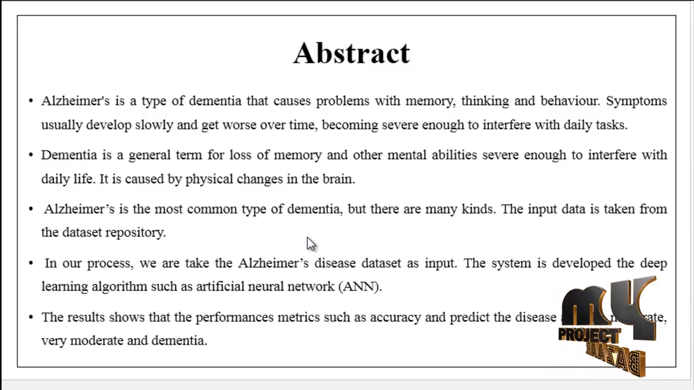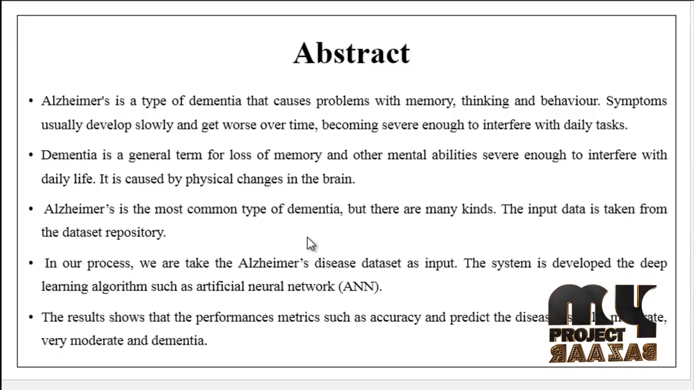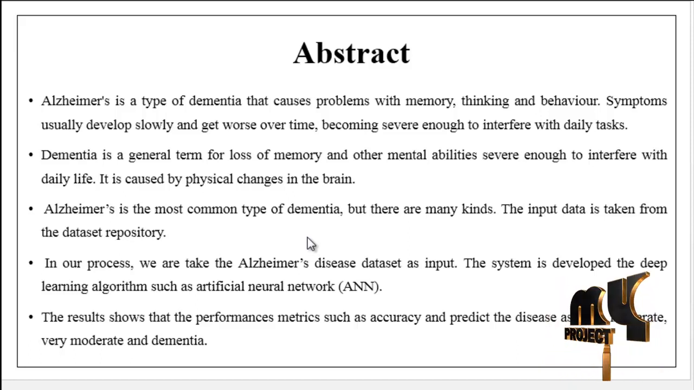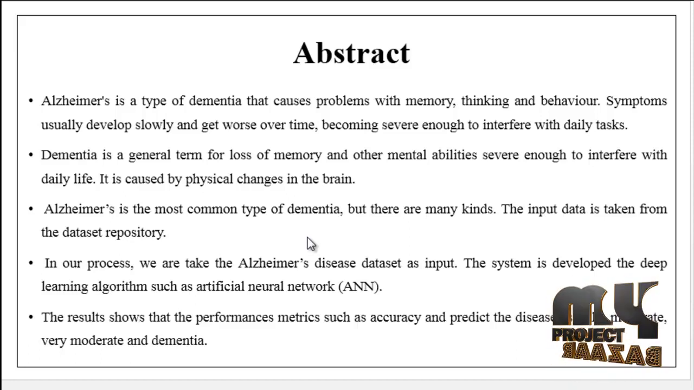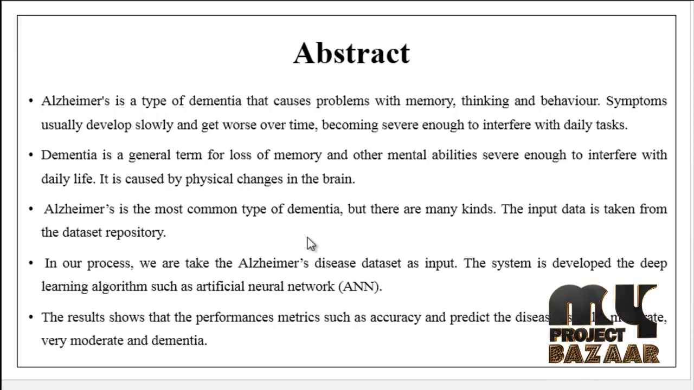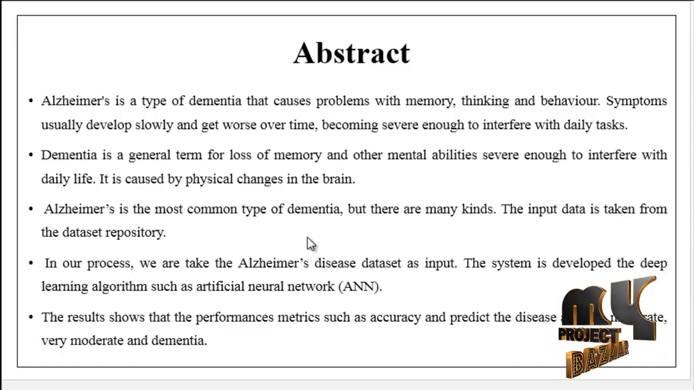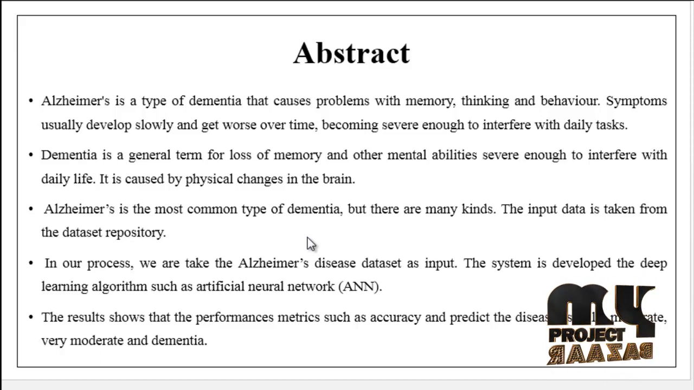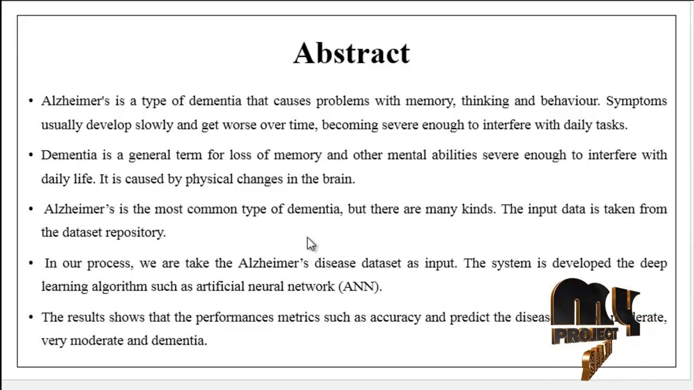Symptoms usually develop slowly and get worse over time, becoming severe enough to interfere with daily tasks. Dementia is a general term for loss of memory and other mental abilities severe enough to interfere with daily life. It is caused by physical changes in the brain. Alzheimer's is the most common type of dementia, but there are many kinds, where the patient is affected by mild, moderate or very mild dementia.